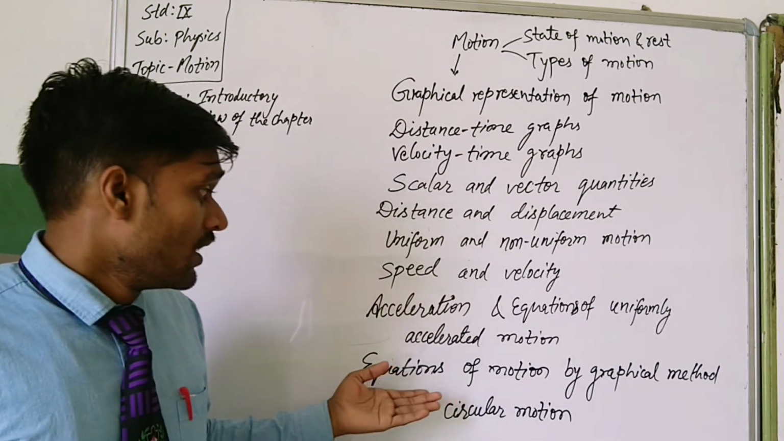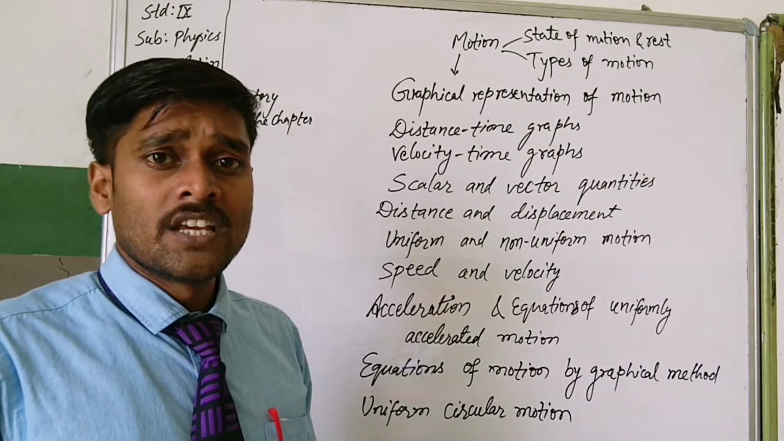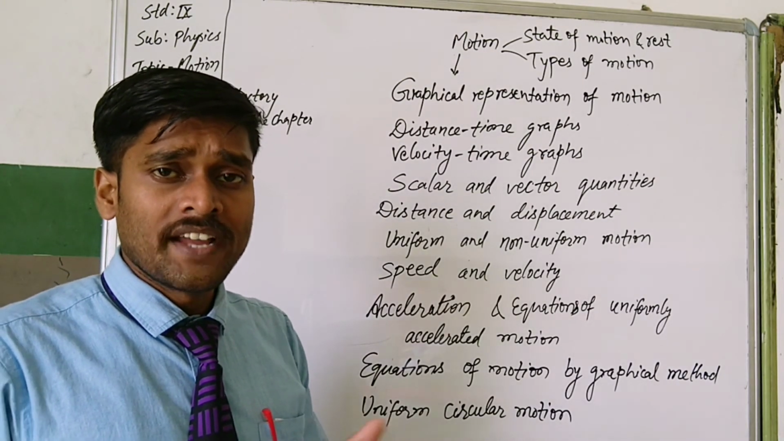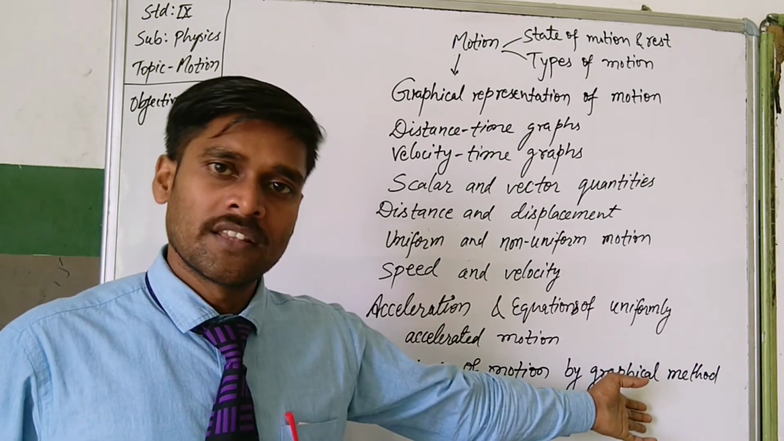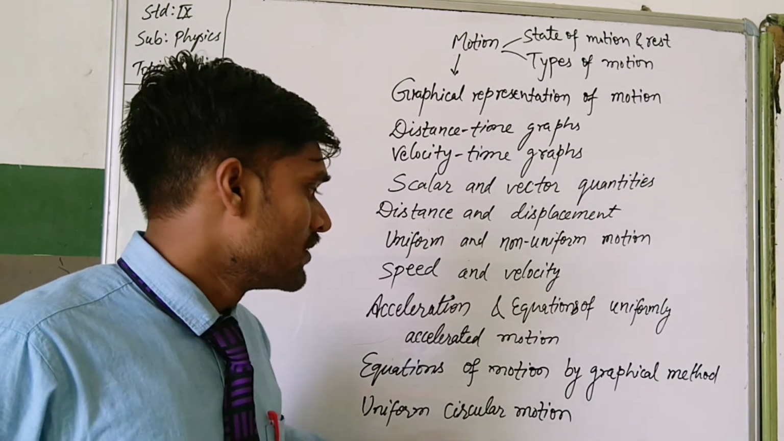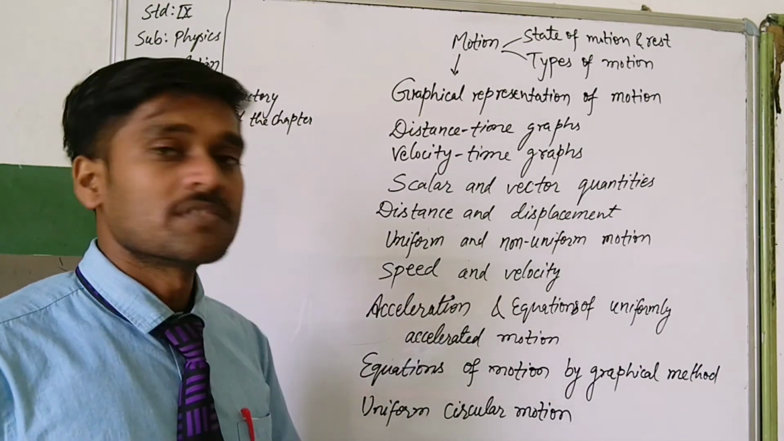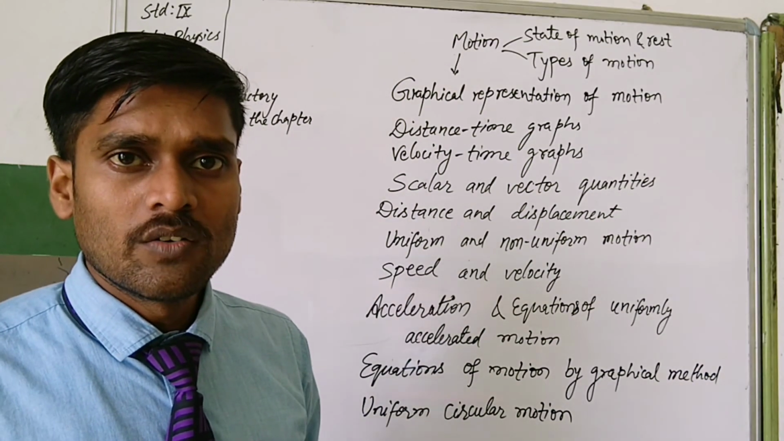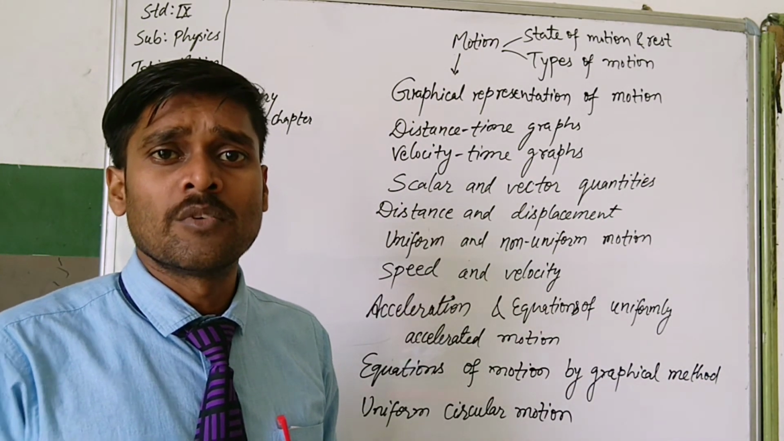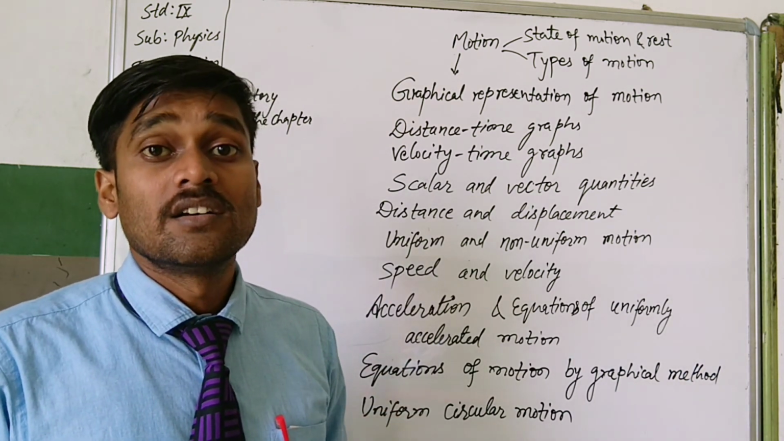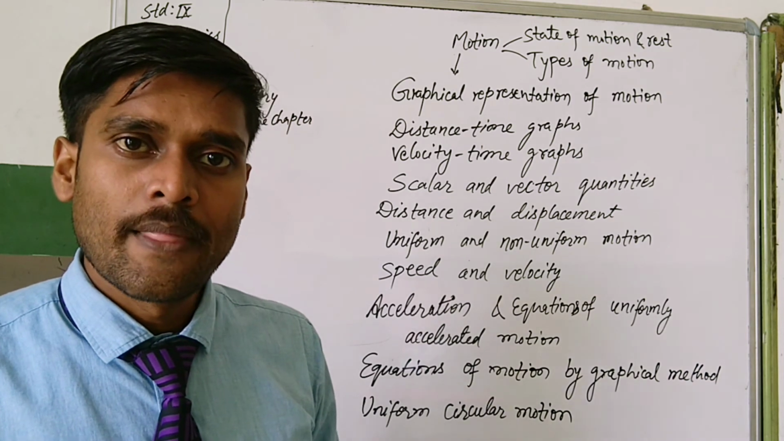Okay, and we shall represent all these equations and try to get some expressions using the graphical method as well. And the last topic of this chapter will be uniform circular motion. How does an object moving in a circular track or circular path exhibit uniform circular motion?